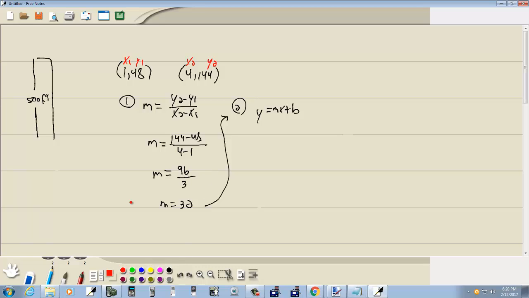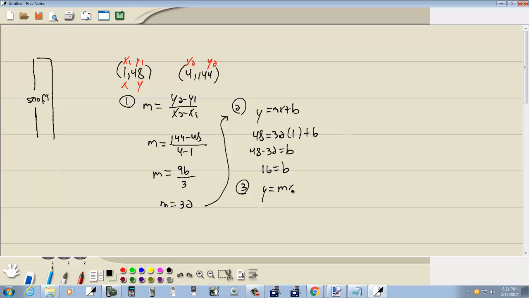Doesn't matter which one you pick. I'll pick this first point. Numbers look smaller. So I'll plug 48 in for the y. M we just said was 32, and x is 1, plus b. And then I want to solve for b. So I take 32 over. I got 48 minus 32 is equal to b. B is equal to 16.